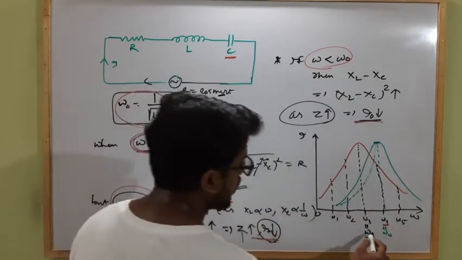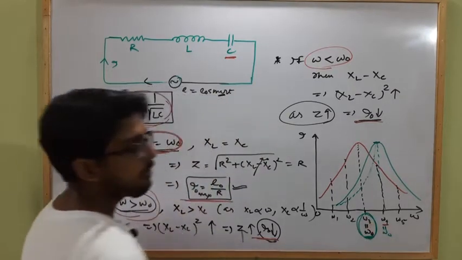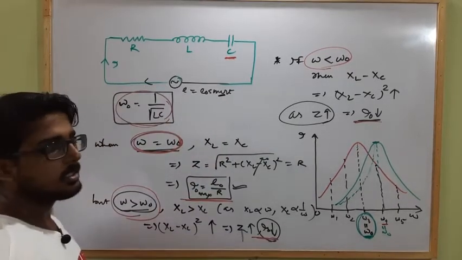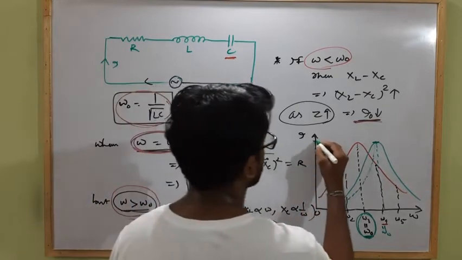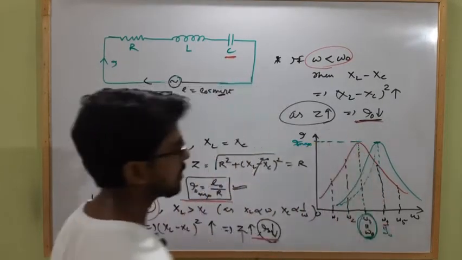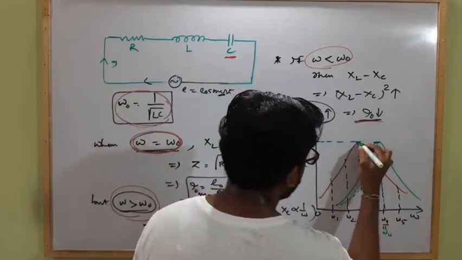So this particular case, when the input frequency becomes equal to the natural frequency of the LCR circuit, is called resonance, and at this point the value of current will be maximum. This is I naught max. Clear? And the maximum, peak value of current will be at this place only.